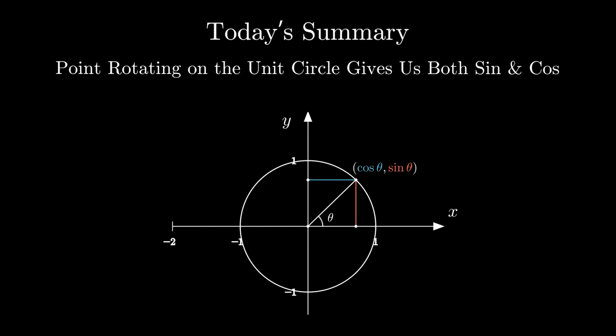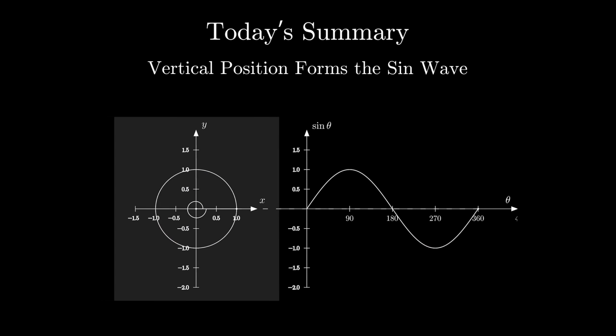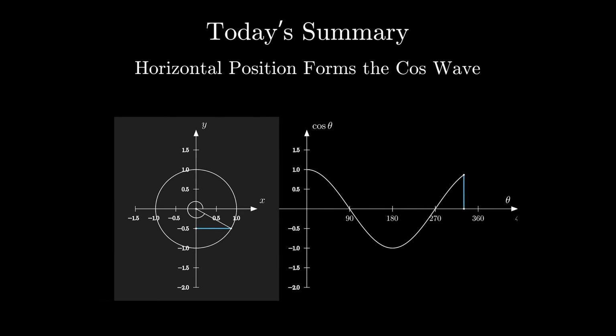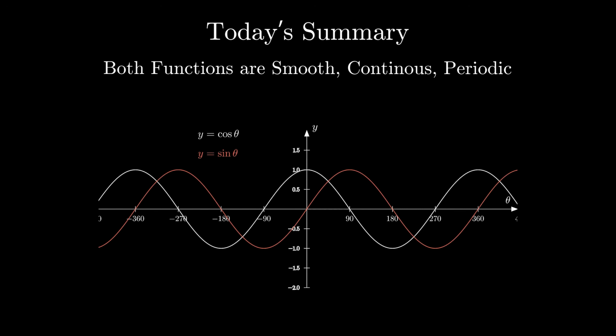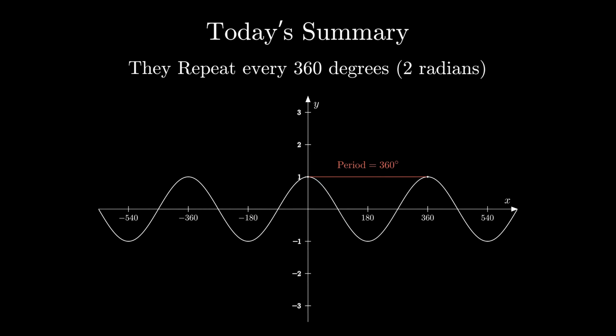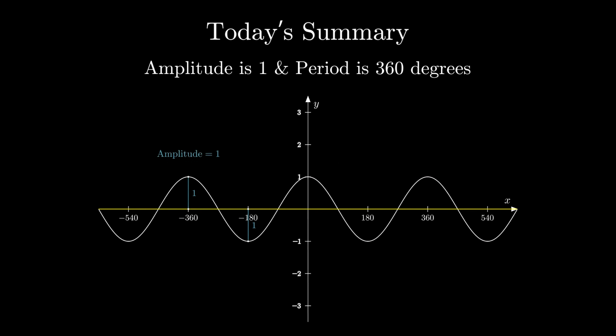To summarize, a point rotating on the unit circle gives us both sine and cosine. The vertical position forms the sine wave. The horizontal position forms the cosine wave. Both functions are smooth, continuous, and periodic. They repeat every 360 degrees or 2π radians. The amplitude is 1 and the period is 360 because we are using a unit circle. This circular foundation gives sine and cosine their exact waveforms, step by step, from rotation alone.